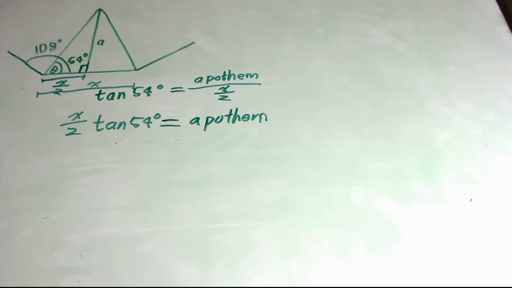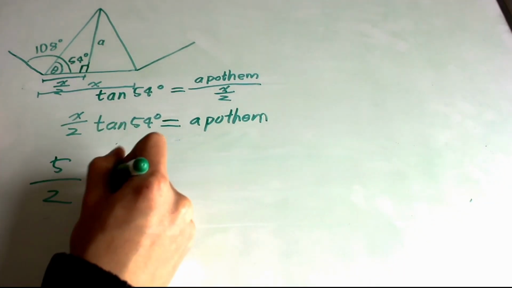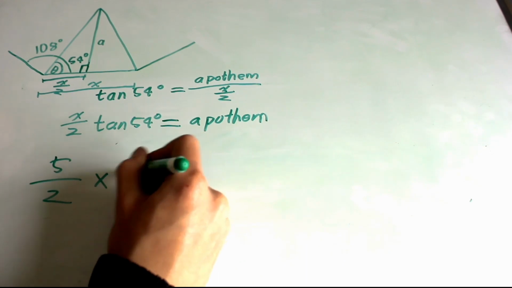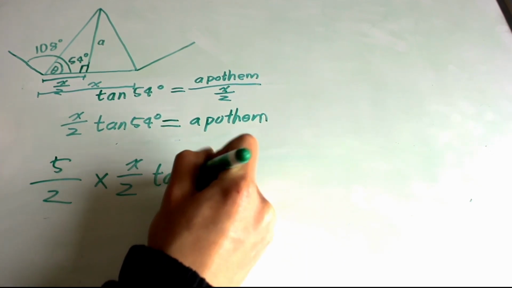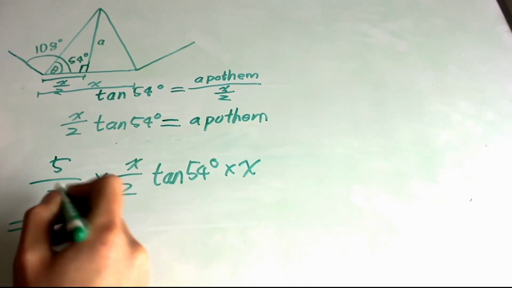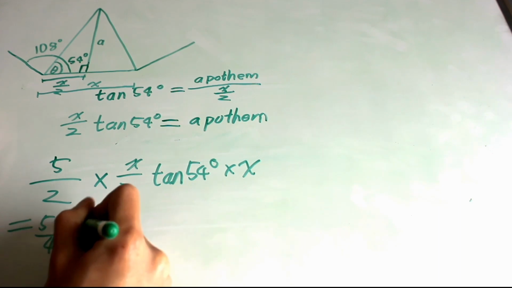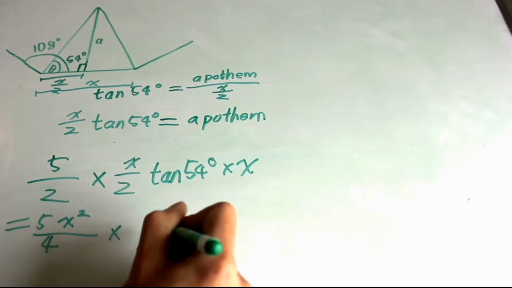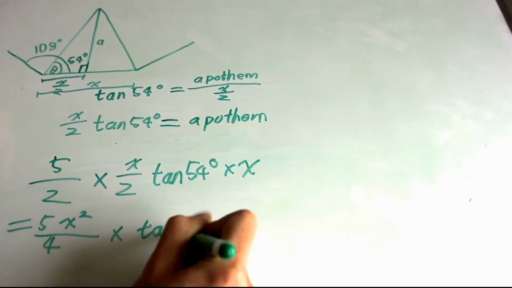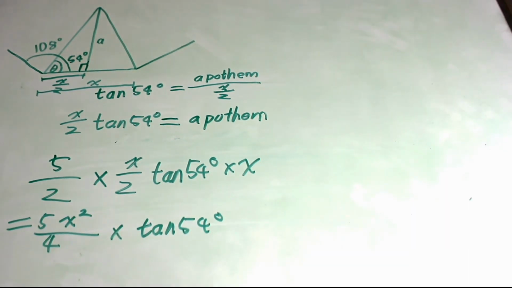Now we put this into the equation we got earlier, which was 5 over 2 times apothem, which is this, x over 2 tan 54 degrees times x. Simplify this, we get 5x squared over 4 times tan 54 degrees. And that is the area of a pentagon.